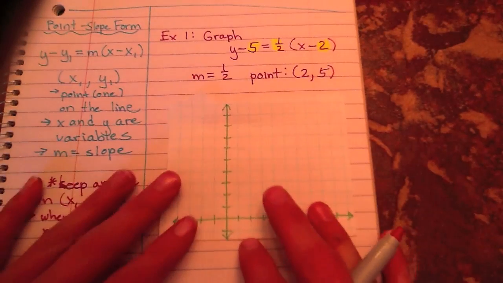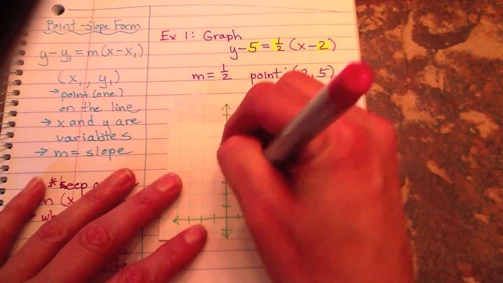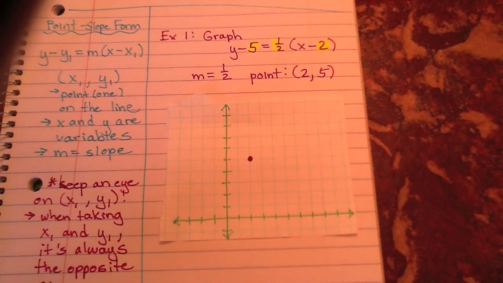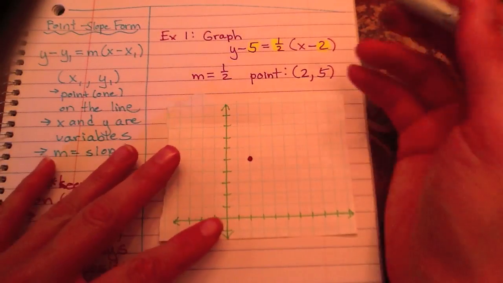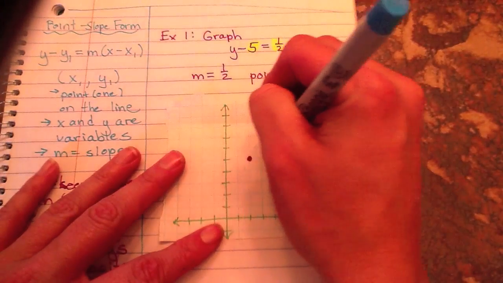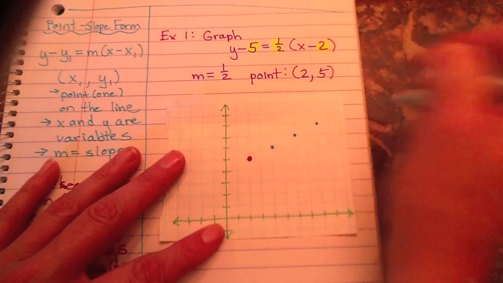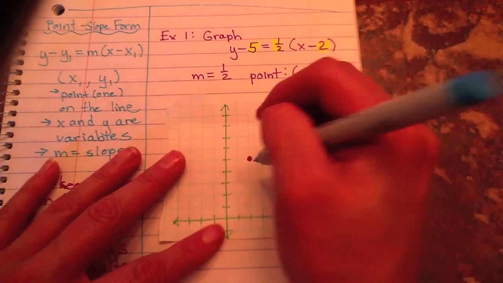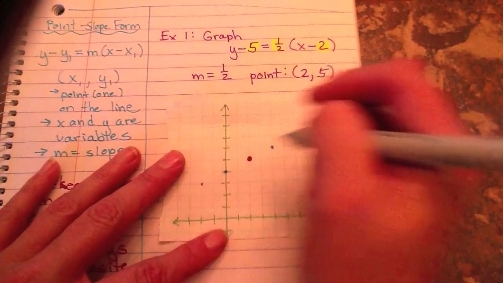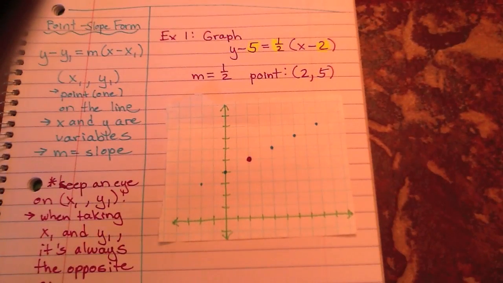So when you go to graph it, you're going to start at your point. So over 2, up 5, that is my starting point right there. Now look at your slope. Up 1, right 2. Up 1, right 2, up 1, right 2. Now that I see that pattern, I can go down 1 and left 2, down 1 and left 2 if I want more points to be able to connect. And that's all you're doing.